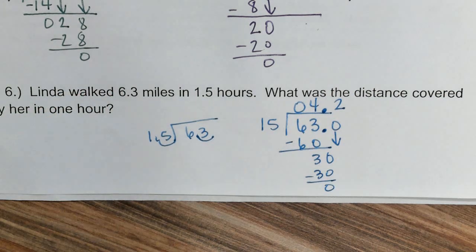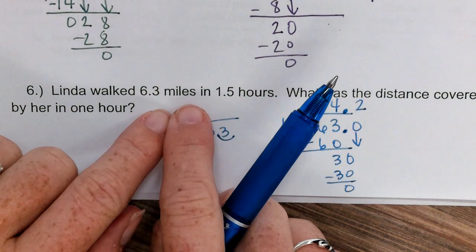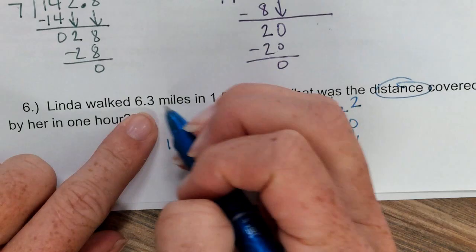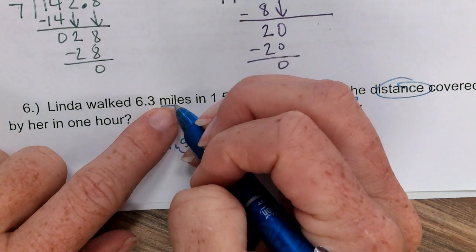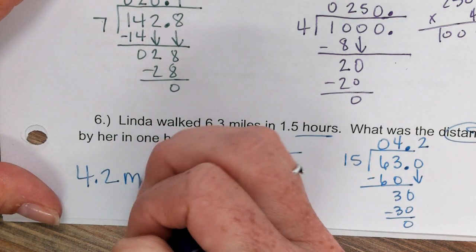Now, that's not my answer. I need to clean it up. It says, what was the distance covered? Now, please don't write 4.2 distance. What is the measurement for distance here? Miles. So that's how you figure it out. So if they're asking for distance, I say, which one of these is distance? Miles. So I would write 4.2 miles.